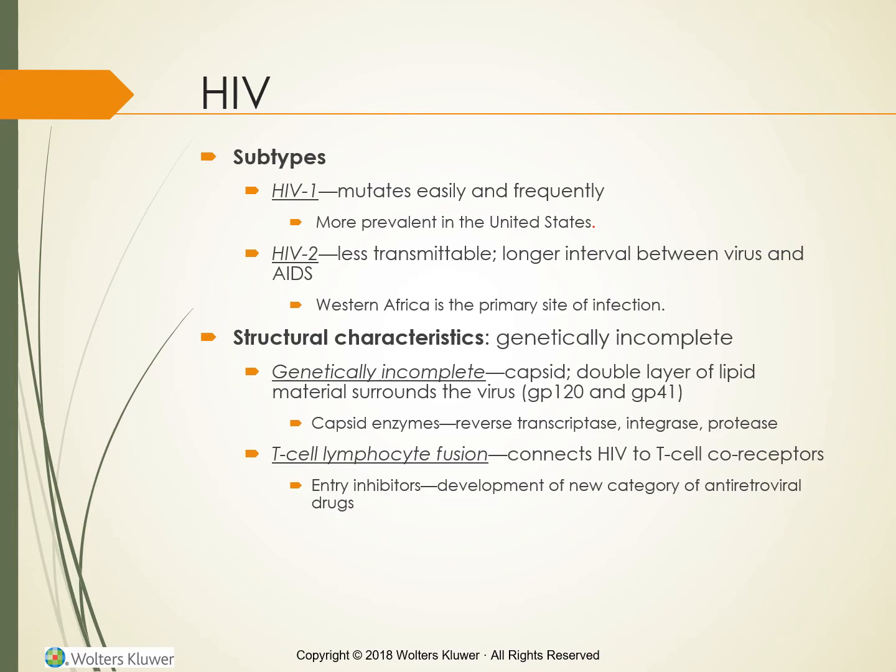Structural characteristics. Viruses require a living host for survival and duplication. Like all viruses, HIV is genetically incomplete. A double layer of lipid material surrounds the incomplete HIV. A surface-binding glycoprotein called GP120 has projections extending in all directions from the lipid bilayer. The purpose of GP120 is to attach the virus to the T-cell receptors called a CD4 receptor.